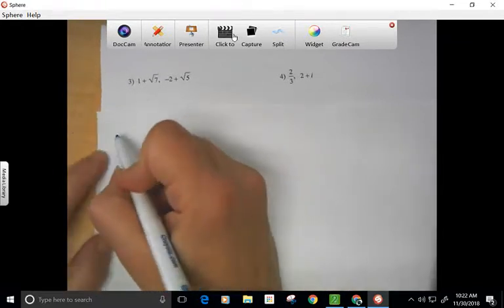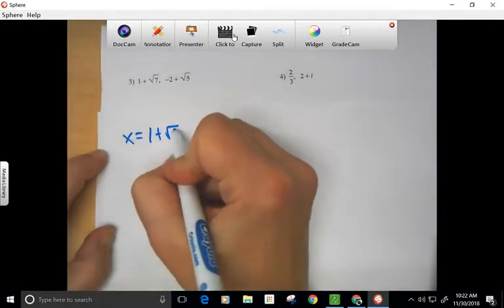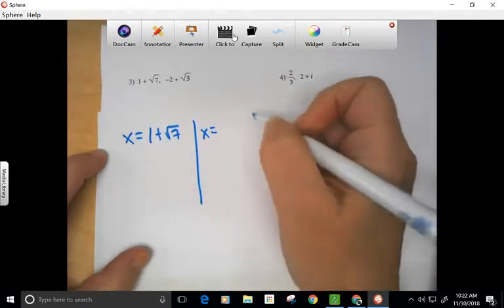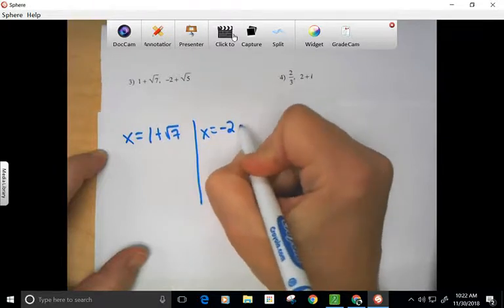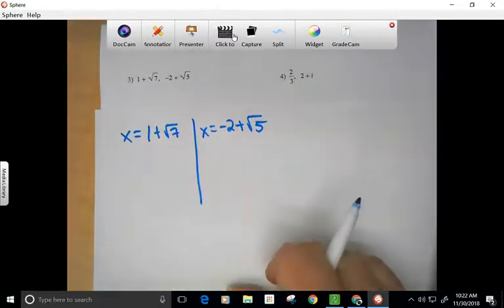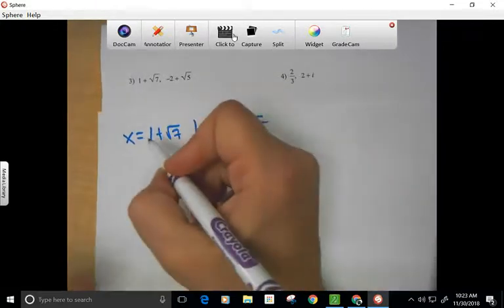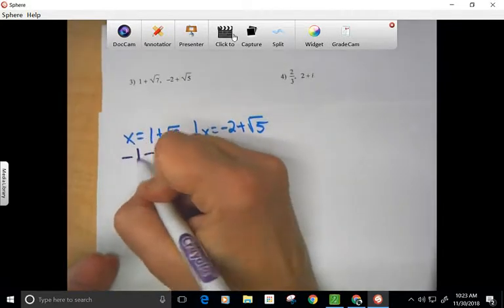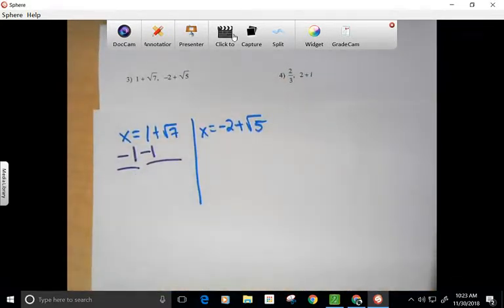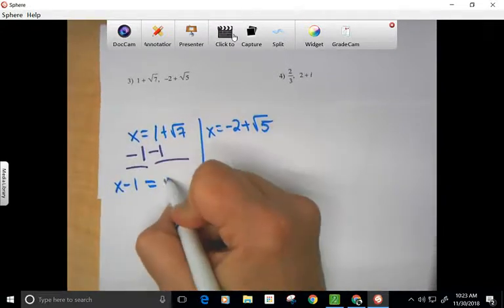We know that x is equal to 1 plus the square root of 7, and we know that x is equal to negative 2 plus the square root of 5. So in order to get started on this, what we want to do on the first root is subtract 1 from both sides. So we'll get x minus 1 is equal to the square root of 7.